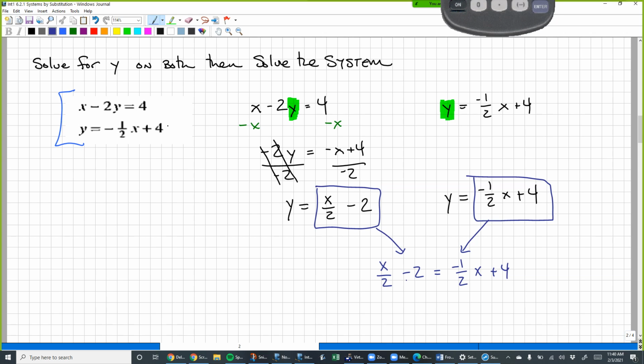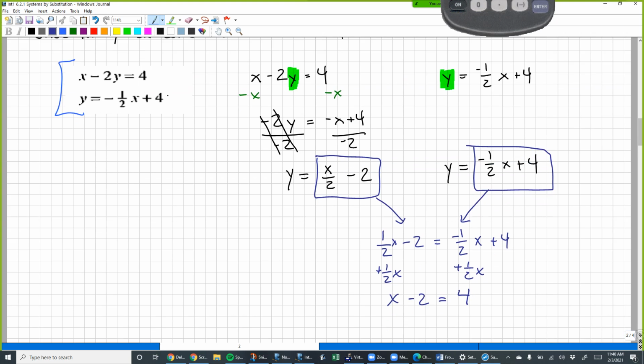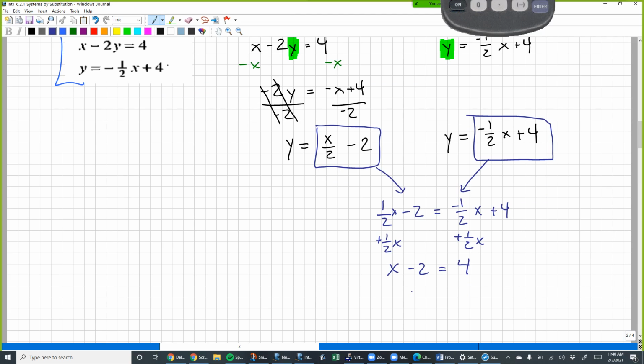All right. So now I'm going to solve this. I'm going to add, by the way, this is also the same thing as 1/2 x. So if I add 1/2 x to both sides, I'm going to end up with just 1x. And it's equal to 4 on this side. And so adding 2 to both sides gives us x is equal to 6.